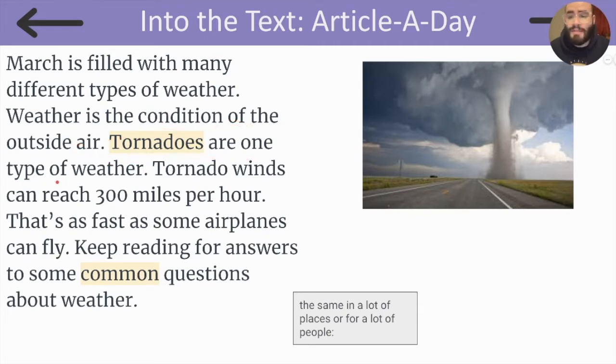Tornadoes are one type of weather. This is a tornado. Tornado winds can reach 300 miles per hour. That's as fast as some airplanes can fly. Keep reading for answers to some common questions about weather. Common means the same in a lot of places or for a lot of people.